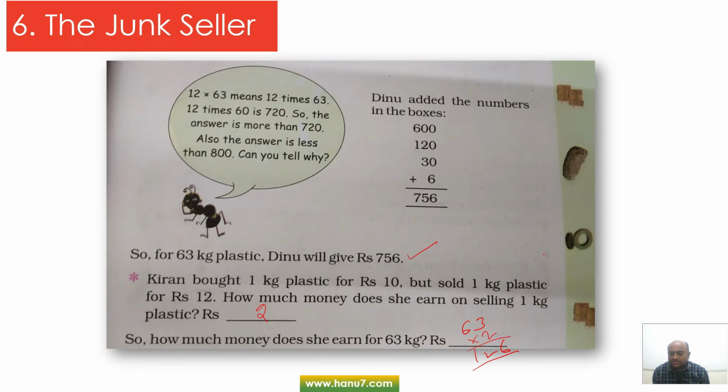Again you have to do the same box method. If you want, you can take 63 and then 2 into 60 is 120, plus 2 into 3 is 6. Like that also you can do using the box method, like how it was explained in the previous slide.